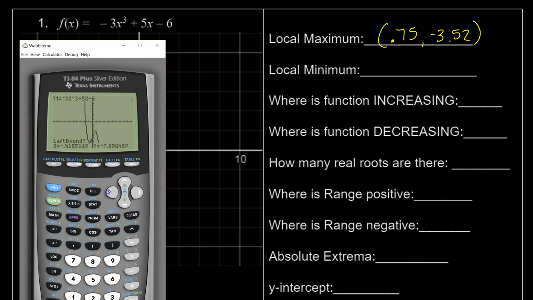Now we're getting to the left of our local minimum, anywhere on the left, and you press enter. And then it says right bound, so you get to the right of it, anywhere on the right, and you press enter. And then guess, you get about on top of it and press enter. So this time it's at negative 0.75 and negative 8.48.